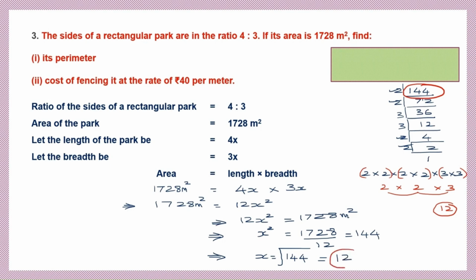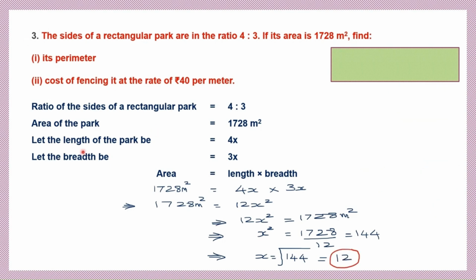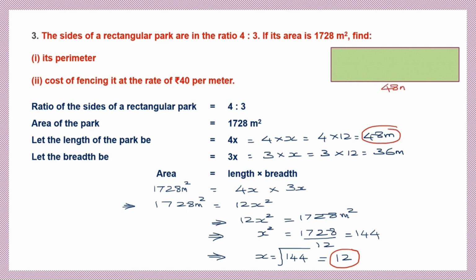So now that we have found the value of x, we can find the length and the breadth. For x, we can substitute x with 12. So let's do that. So 4x will be 4 into x, which is 4 into 12, which is 48. So this is 48 meters. Whereas here 3x means 3 into x. And we found x to be 12. 12 threes are 36. So now we have found the length. Okay, we have 48 meters. So here this is 48 meters. And the breadth, which is 36 meters.